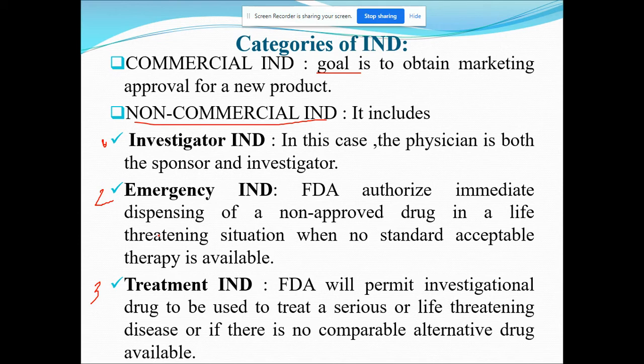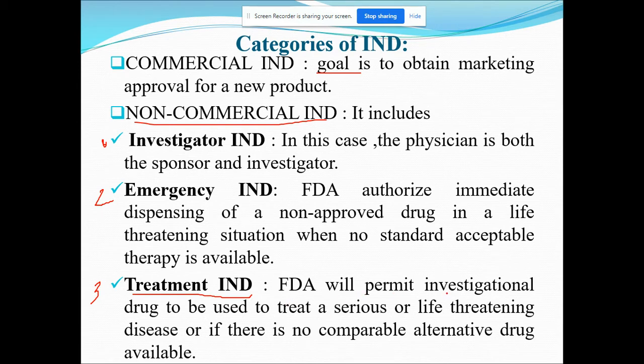When the immediate or urgent dispensing of the non-approved drug takes place in a life-threatening situation, then such a type of IND is called the emergency IND, students. Okay. While the third one is said to be the treatment IND.